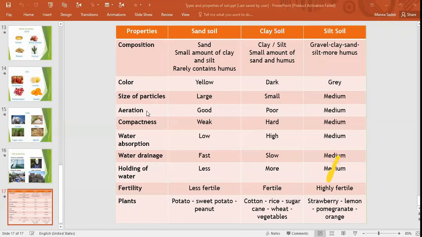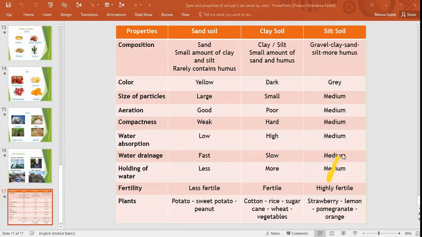Aeration. Aeration of sand, good; clay, poor; silt, medium. Compactness. Compactness means whether the particles are attached to each other or not. So sand is weakly compacted, clay highly compacted, and silt medium compacted. What about absorption? Does it absorb water or not? Sand is low in absorption of water. Clay, high. Silt, medium.